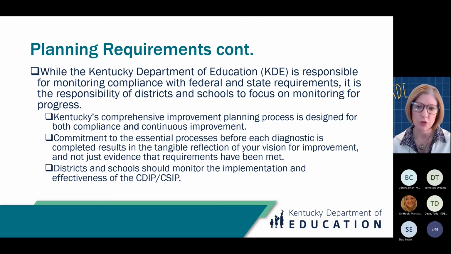Another way is we actually do review a percentage of CDIPs and CSIPs from across the state with a rubric. And as we review that and score it on that rubric, we'll provide districts and schools with feedback letting them know if there are some areas that don't quite meet expectations for submission. We'll give you some guidance on that and ask you to revise and repost, re-upload those pieces of your CDIP or CSIP. We are just in the final stages of finishing up our rubric for this year. We will post that on the comprehensive improvement planning webpage.